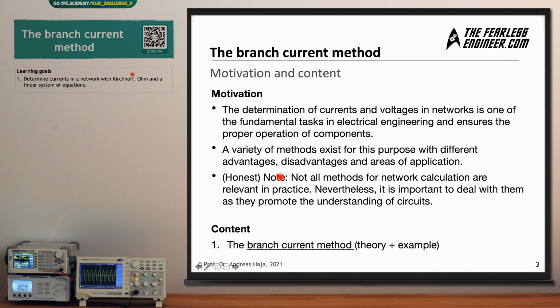The branch current method gives you a deep view in terms of understanding the distribution of all these properties in a network, even though it might not be used as often as, for example, the mesh current method. But now let's start with this branch current method, both in terms of talking about the theory and also making an example in a network, which we will discuss in this video here.